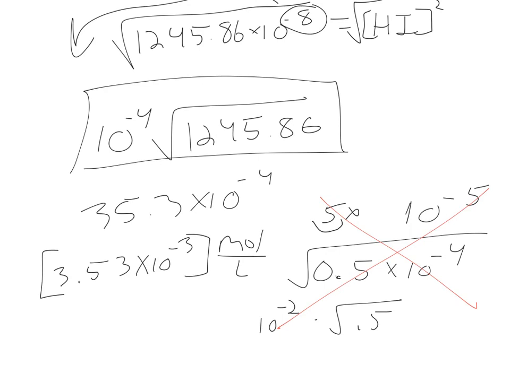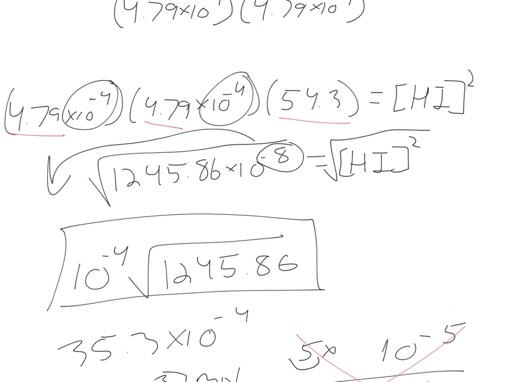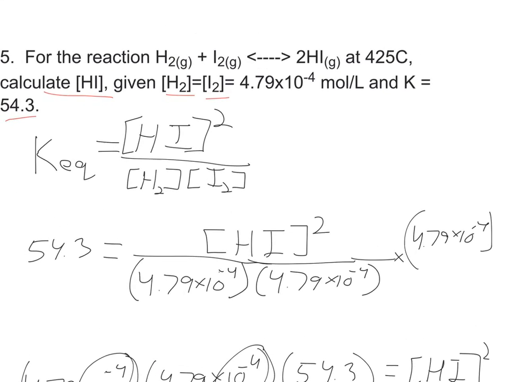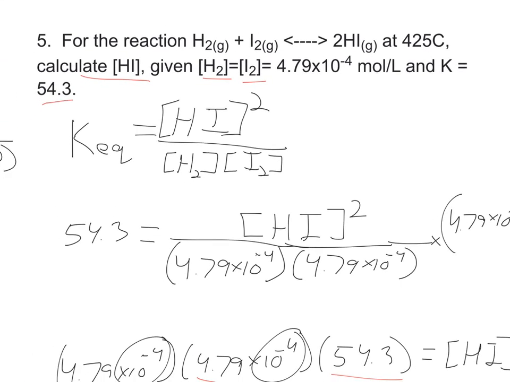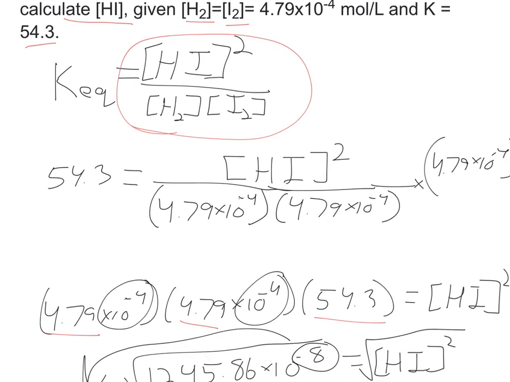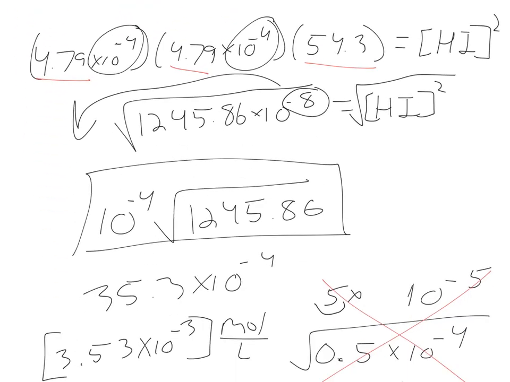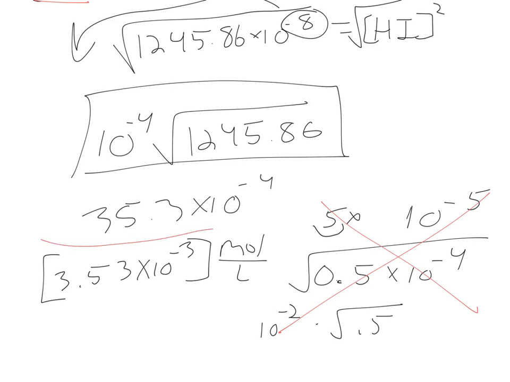All right. And sure enough, that's about 10 times more concentrated than my other guys, my 4.79 times 10 to the minus 4. So I did get a bigger number than my H2 and my I2. Okay? So just to recap, we always start with our Ki expression. We plug in the numbers given to us in the problem. We're going to algebra that up and get an answer at the end. And put that answer in scientific notation.